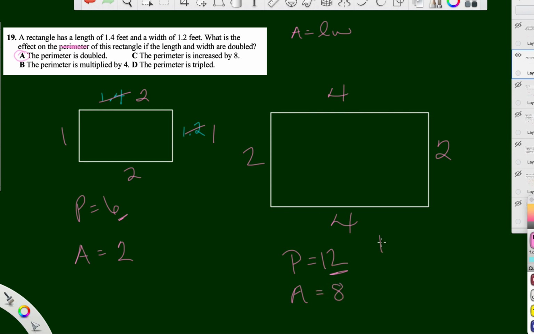So perimeter is doubled. We got that, and we got that answer. It's right there. It's letter A. But what if I asked you about the area? I'd say, oh, what do I have to multiply 2 by to get 8? Well, you have to multiply by 4. And I'd say quadrupled. You could say multiply by 4. That's totally fine. I would let you get away with that.